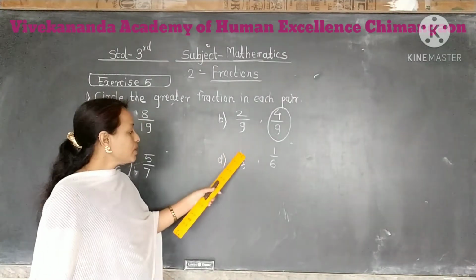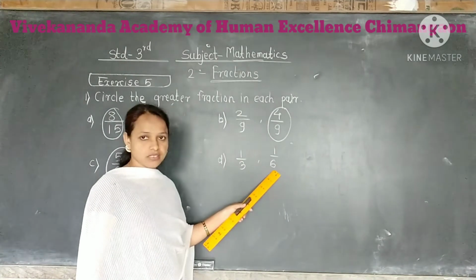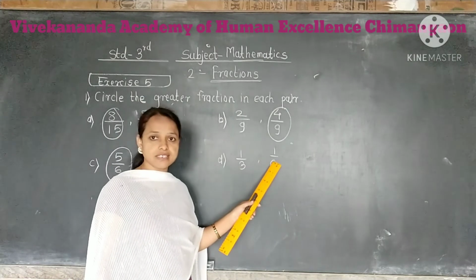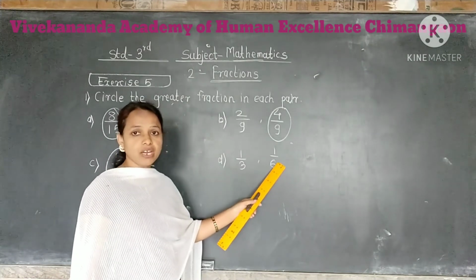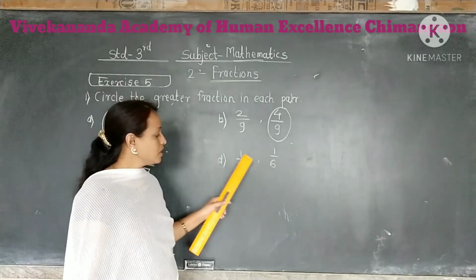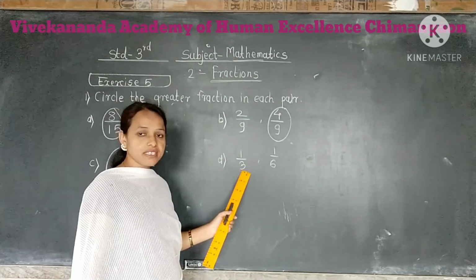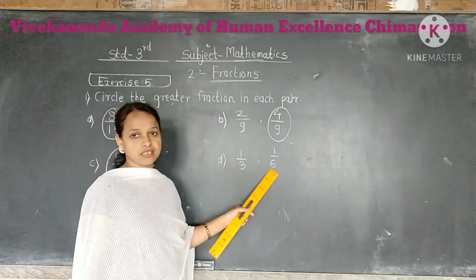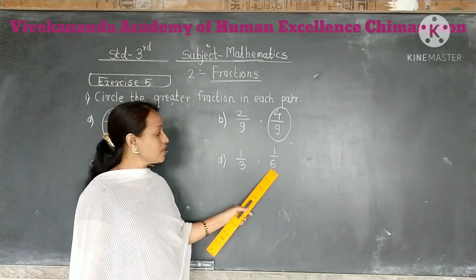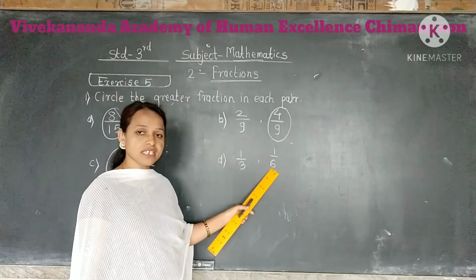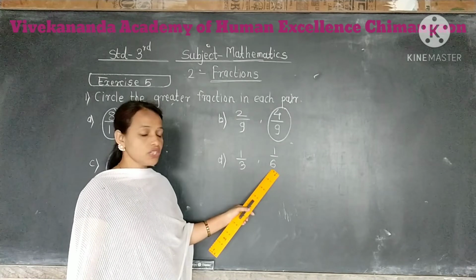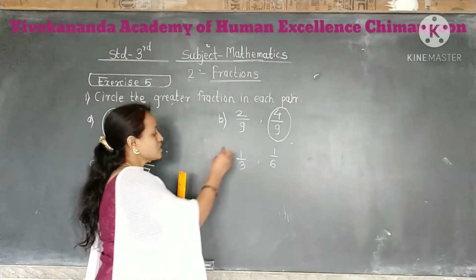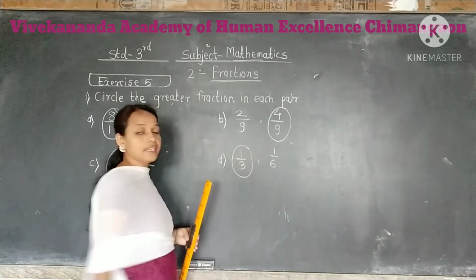Next pair, 1 upon 3 and 1 upon 6. In this pair the numerators are the same and it is 1. So we have to compare the denominators. Here 1 upon 3, its denominator is 3, and 1 upon 6, its denominator is 6. 3 is less than 6. So we know the rule: when the numerators are the same, then whose denominator is small, that fraction is greater. So in this pair 1 upon 3 is the greater fraction. So we circle 1 upon 3.